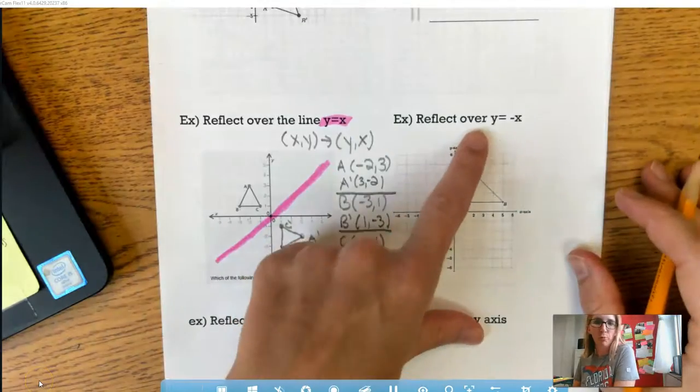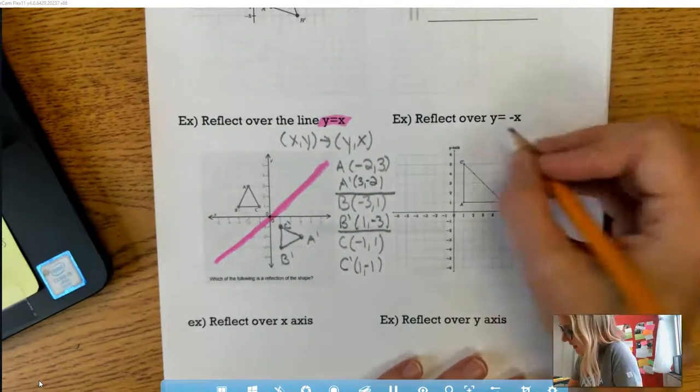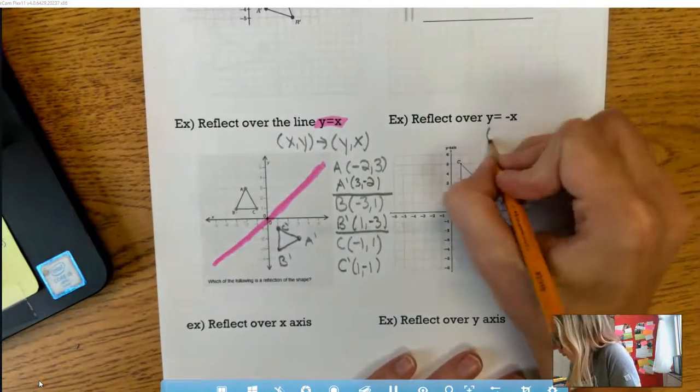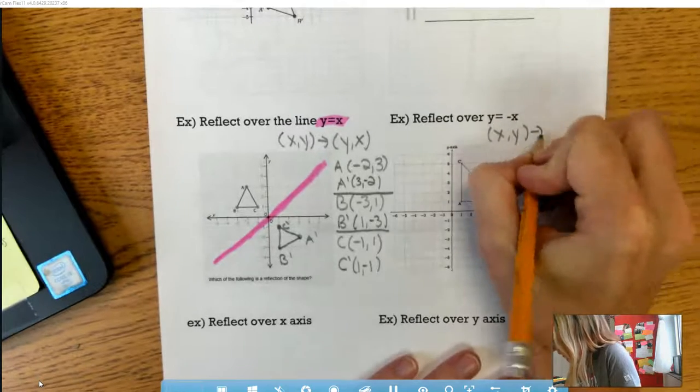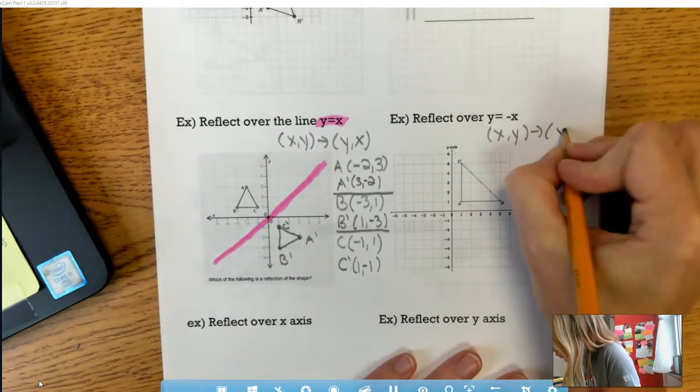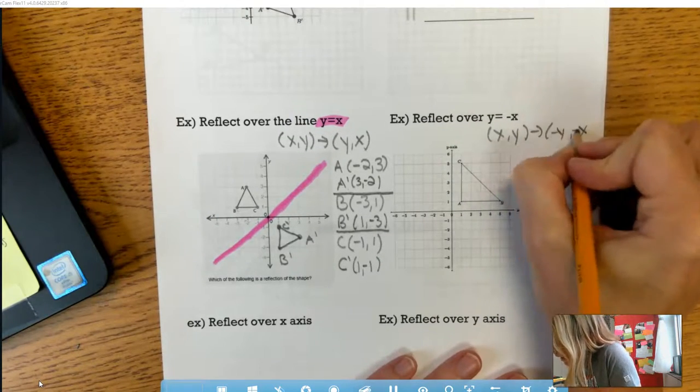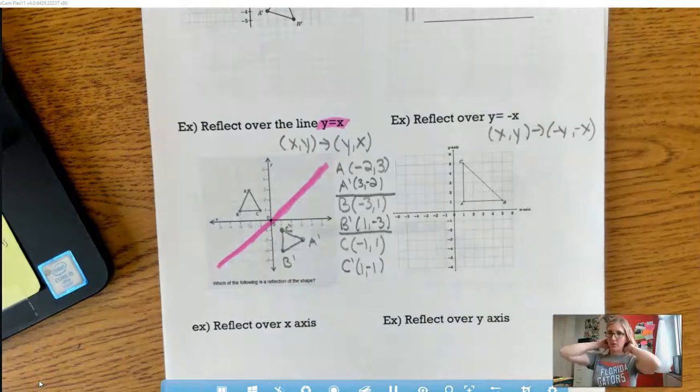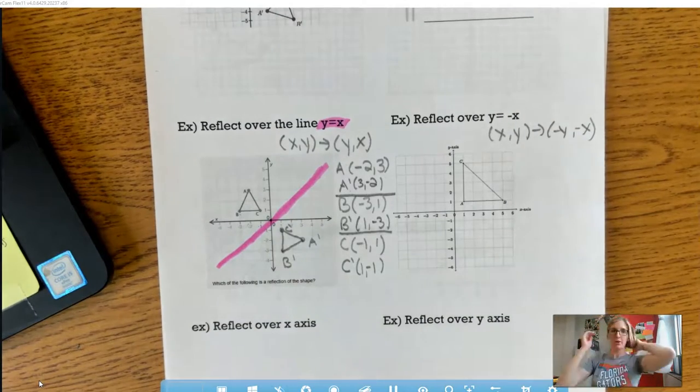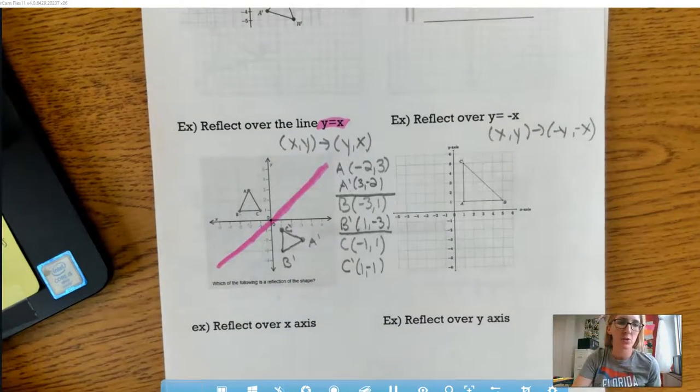Now we're on reflect over y equals negative x. So remember the rule with y equals negative x is that xy turns into, we flip them and we change their sign. All right, so let's go ahead and write the pre-image points out. So I'll give you a second to pause the video and do that.